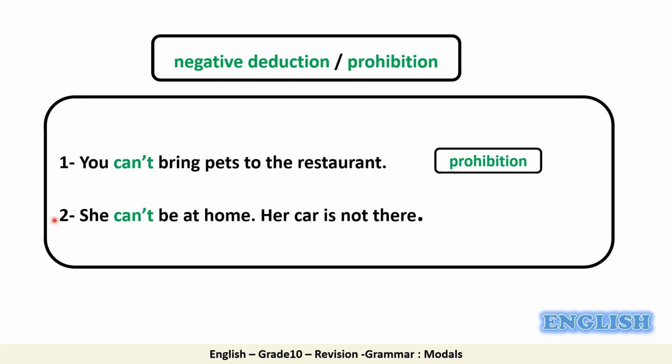Second sentence, she can't be at home. Her car is not there. What does can't express here? Very good. It expresses negative deduction. I noticed that her car is not there. That's why I don't think she's at home. That's what is meant by negative deduction.